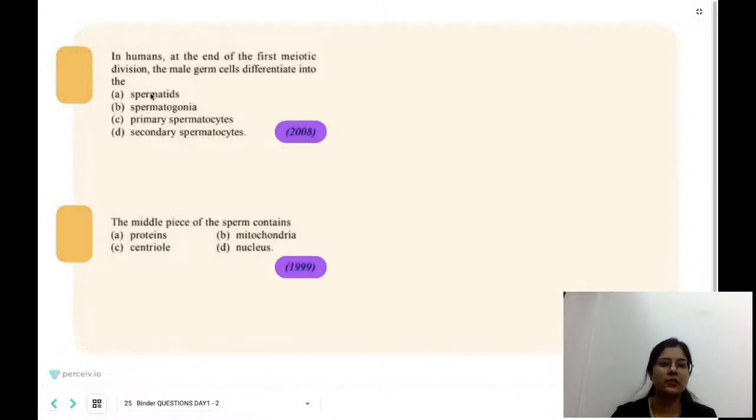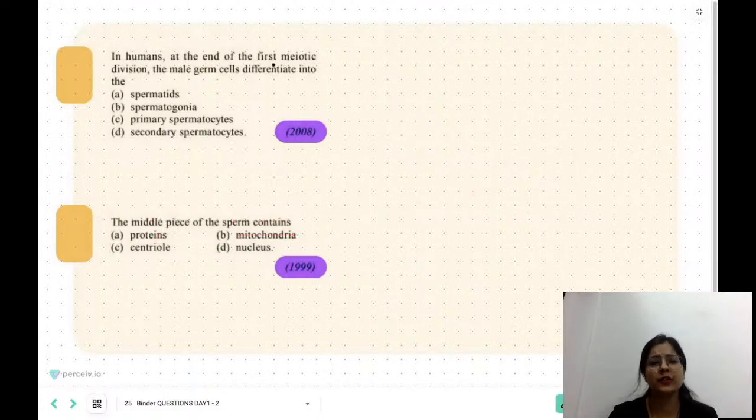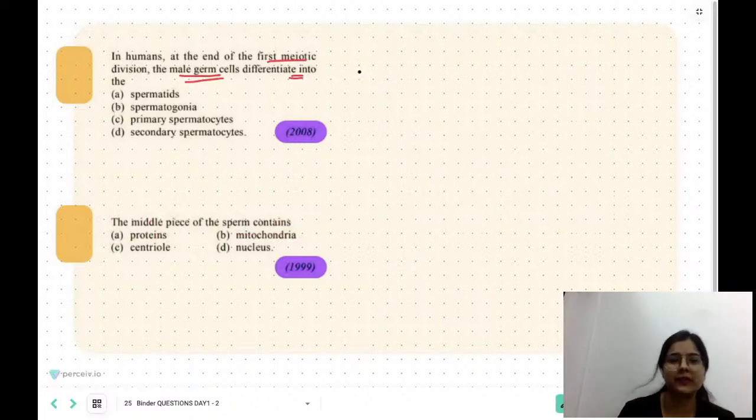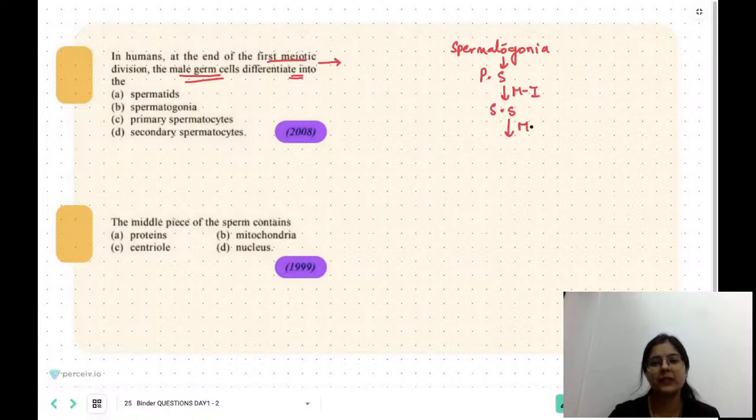Now moving on to the next question. In this question it has been asked that in humans, at the end of the first meiotic division, the male germ cells differentiate into. This we have already discussed. We saw this in the spermatogenesis process. The spermatogonia got differentiated into primary spermatocytes. In primary spermatocytes, the first meiotic division happens, and they change into secondary spermatocytes. When the second meiotic division happens in secondary spermatocytes, that changes into spermatids.